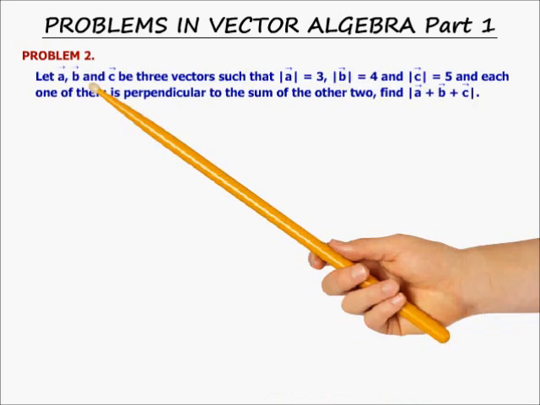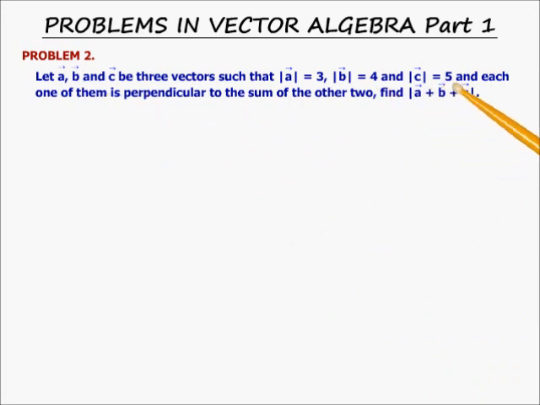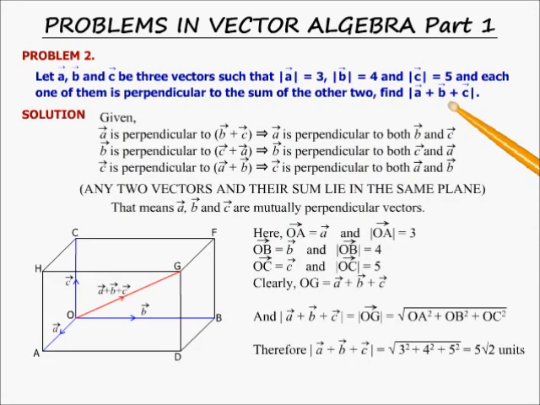Here A, B, C are three vectors with magnitudes 3, 4 and 5 respectively. Each of the three vectors is perpendicular to the sum of the other two vectors. We have to find the magnitude of the sum of the vectors.